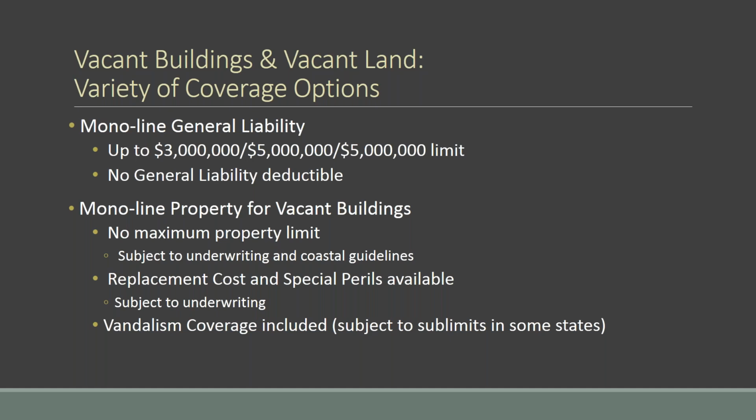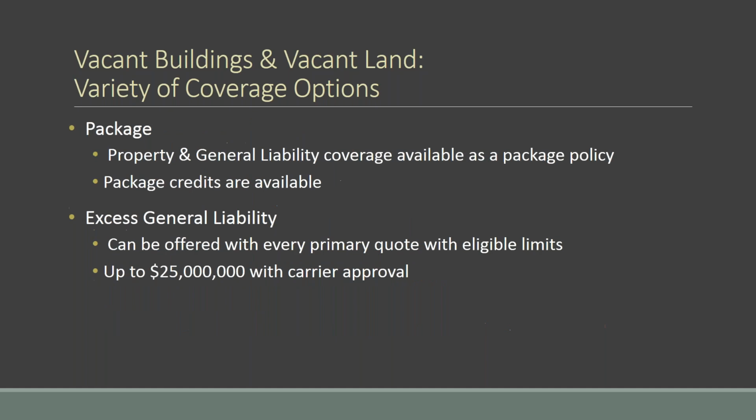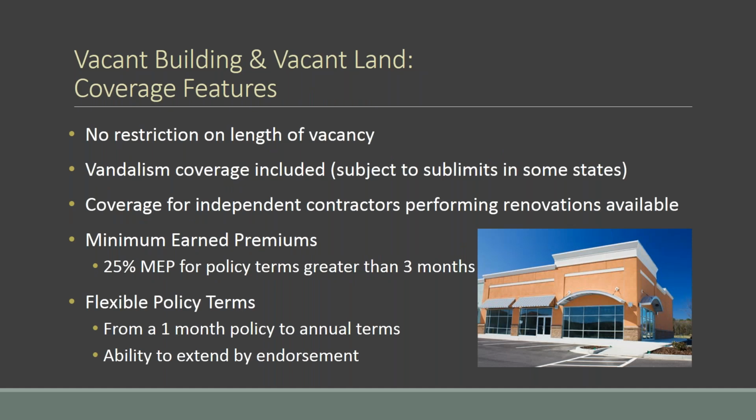We will offer replacement cost and special perils available as long as the building qualifies for that coverage. And vandalism coverage is included. In some states, we do have to sublimit. We will offer package coverage on the vacant buildings, property and GL, and there are credits available if you package them. And there is excess general liability coverage available as well, up to $25 million with carrier approval. Coverage features, there's no restrictions on the length of the vacancy.